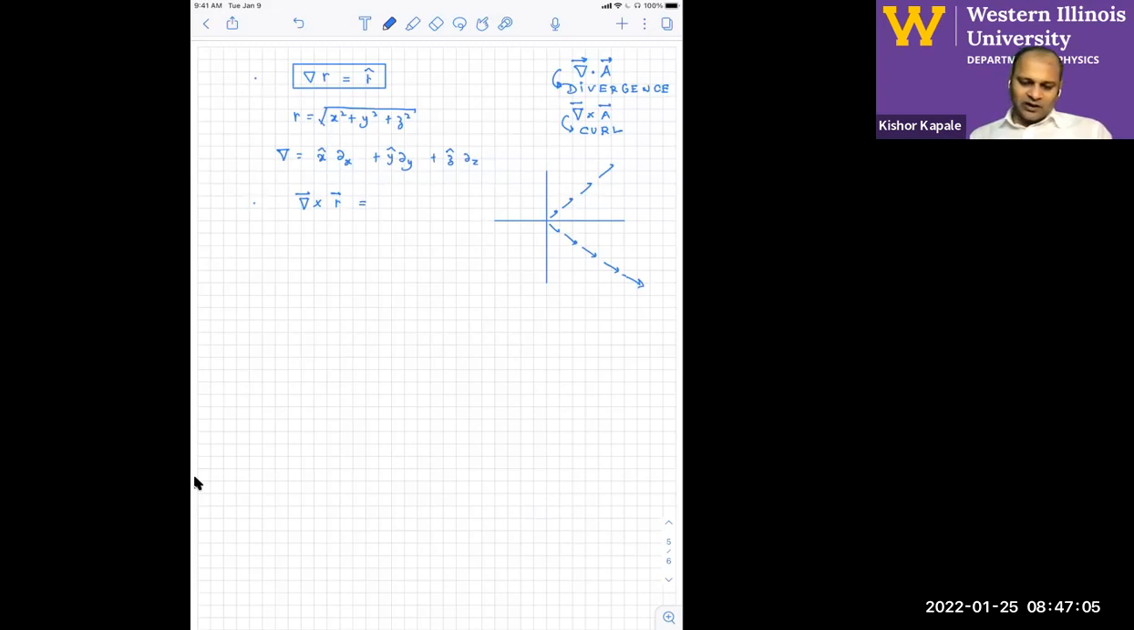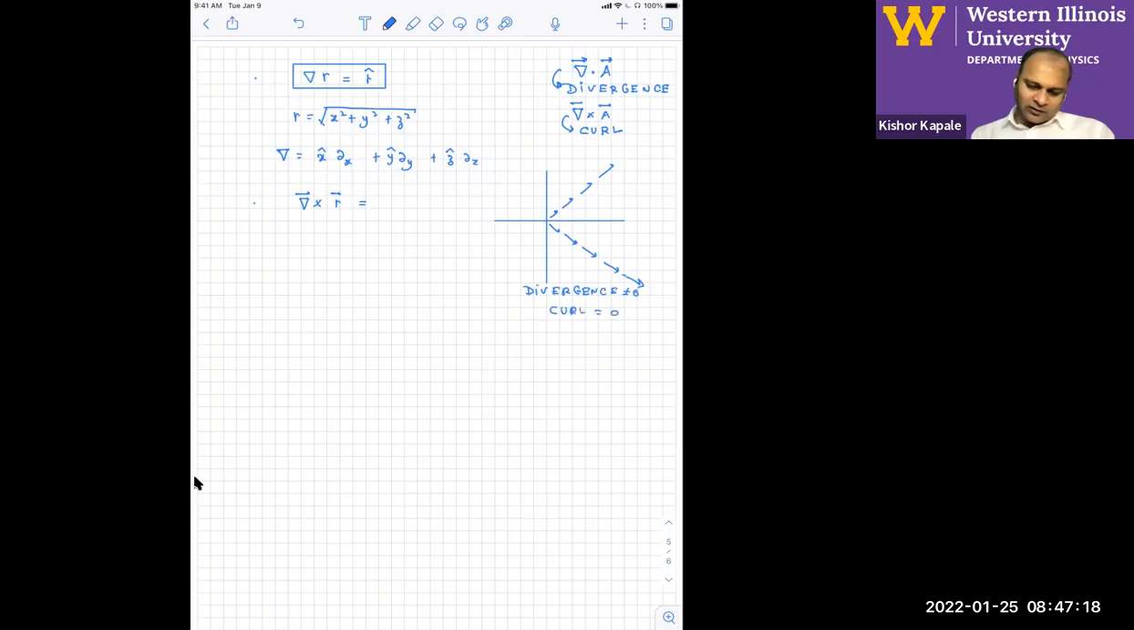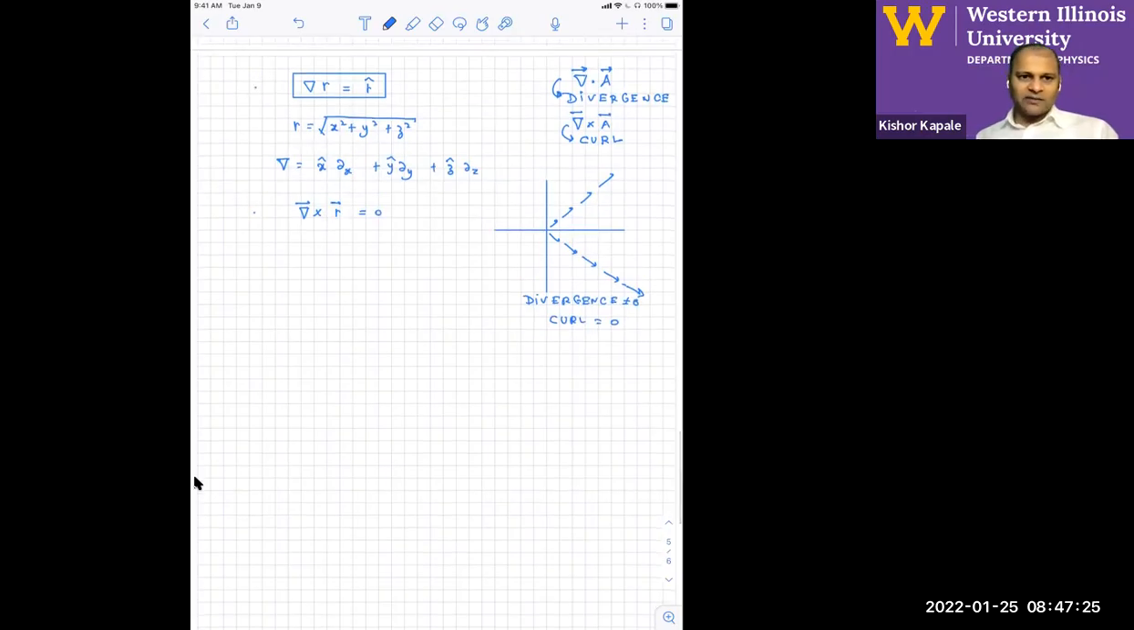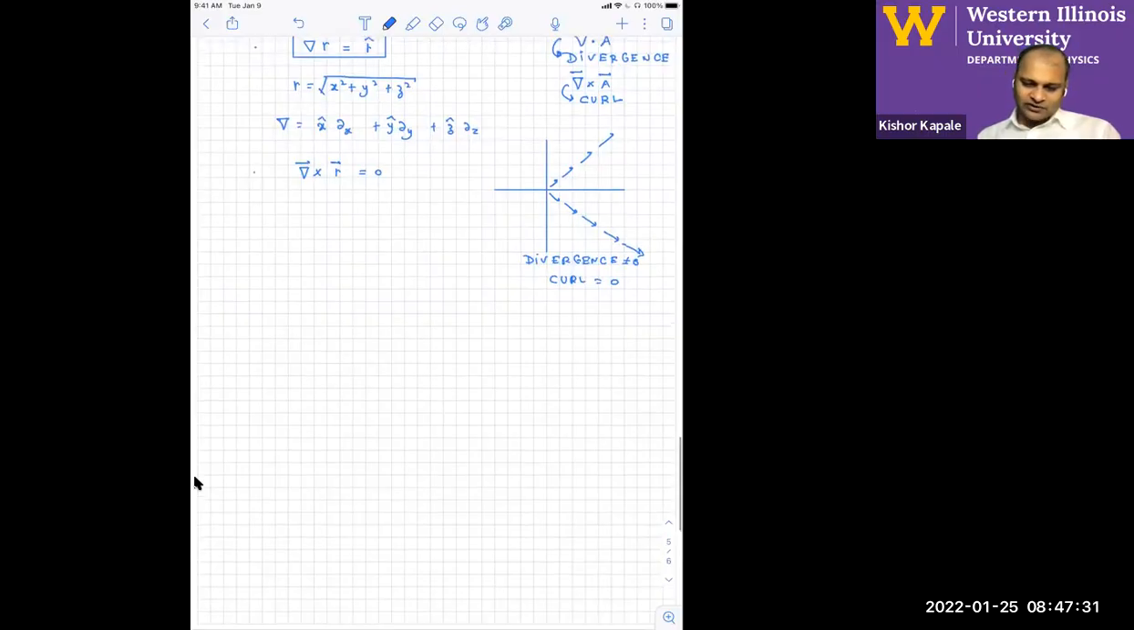So what would be the curl of this? Is there any curl? This kind of field has a divergence, which is non-zero, and the curl is 0, right? Curl means how it rotates around. So it is going to be 0. And you can prove that, right? Again, the idea is the same. And then there are other identities discussed in the book. I'm not going to write all of them, but I'm just trying to help you develop intuition for some of these.